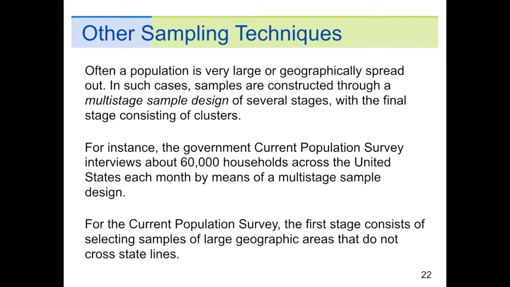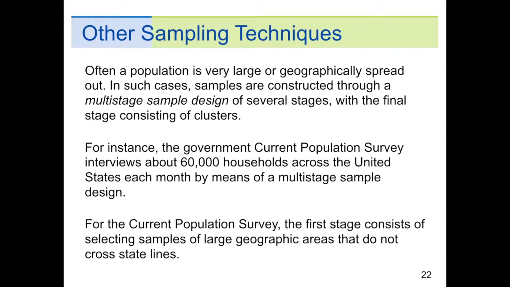Often a population is very large or geographically spread out. In such cases, samples are constructed through another type of sampling technique called multi-stage sample design. It's several stages with the final stage consisting of clusters. So in this, we use many different techniques, but at different stages of them. So in one stage we use one technique, and in another stage we use another technique, ending in the cluster technique.